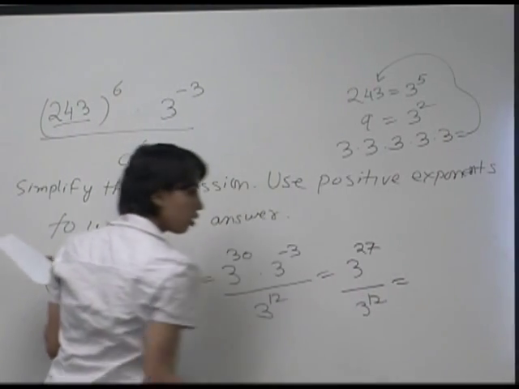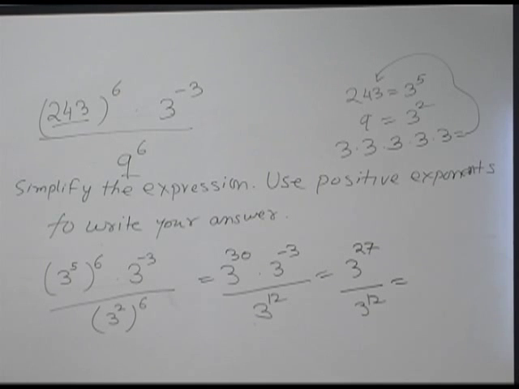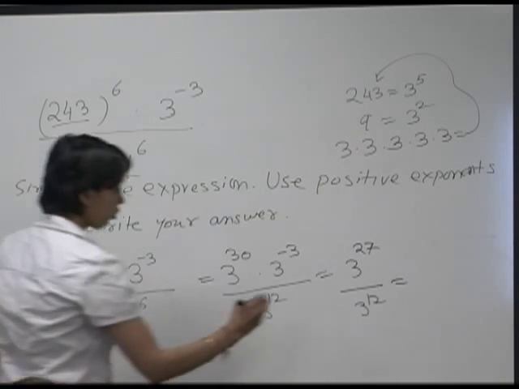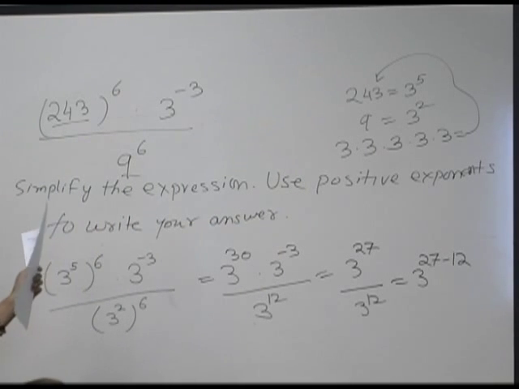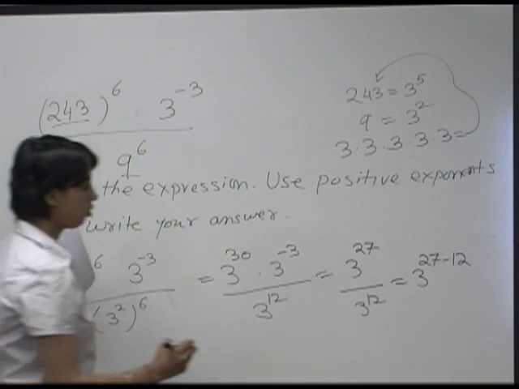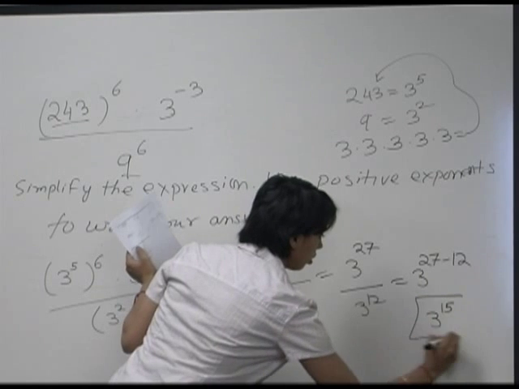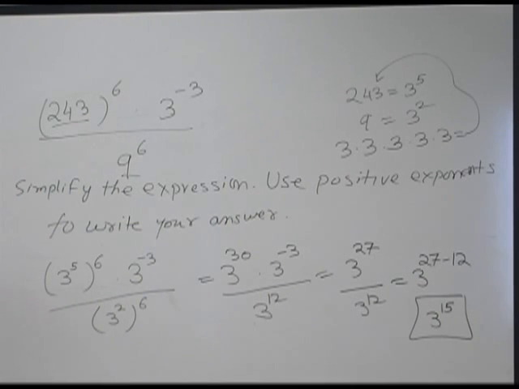Danny, what should I do next? Subtract. If you have division, you subtract. So if you subtract here, what do you get? 15. 3 to the 15 is your answer. Done? Everyone is good with this?